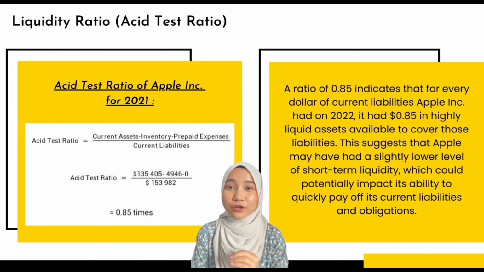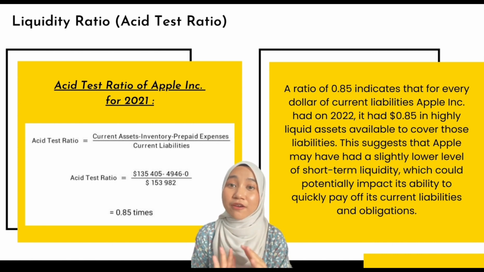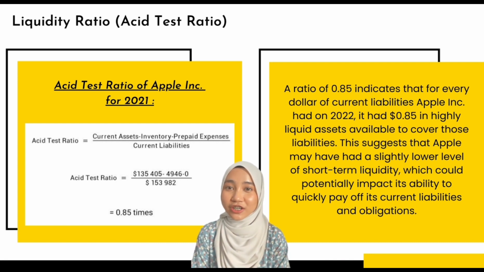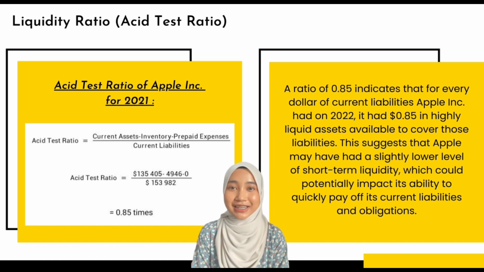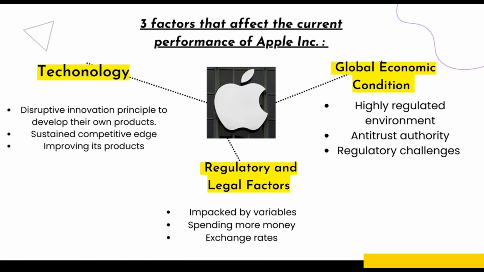A ratio of 0.85 indicates that for every dollar of current liabilities Apple had in 2022, it had $0.85 in highly liquid assets available to cover those liabilities. This suggests that Apple may have had a slightly lower level of short-term liquidity, which could potentially impact its ability to quickly pay off its current liabilities and obligations.